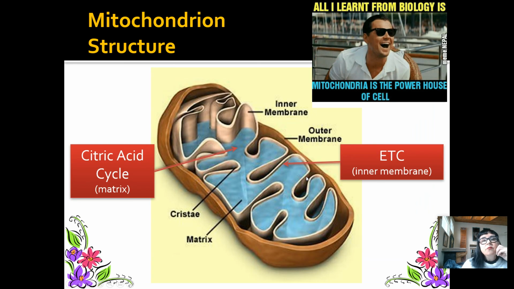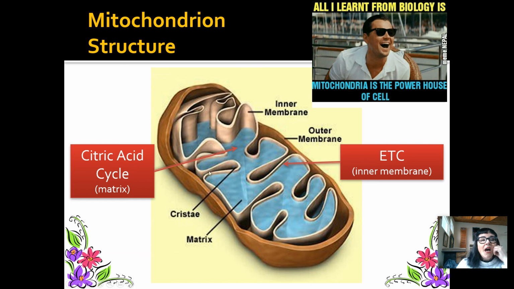Okay. All right, so the structure, because I've been mentioning matrix and I've been mentioning cristae. So this is a mitochondrion, and mitochondrion is singular for mitochondria, which implies many mitochondria. Many of us, including myself, will sometimes refer to a singular mitochondrion as a mitochondria, and that's technically incorrect, but it's what a lot of us say. So I hope this isn't you: all I learned from biology is mitochondria is the powerhouse of the cell. Now you're going to be able to know why it's the powerhouse when we finish with this.